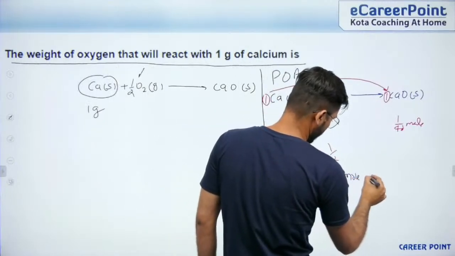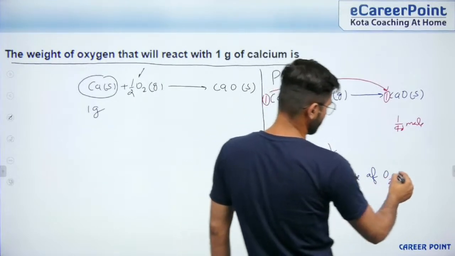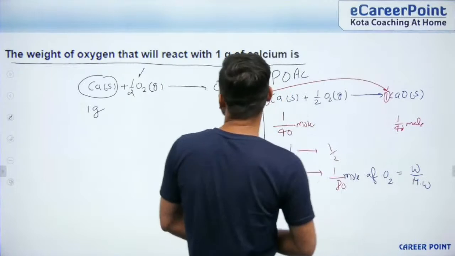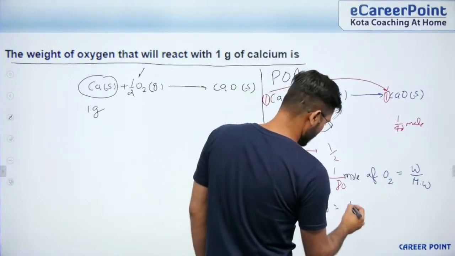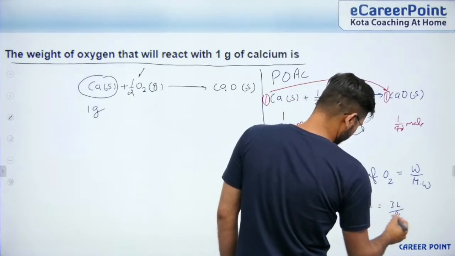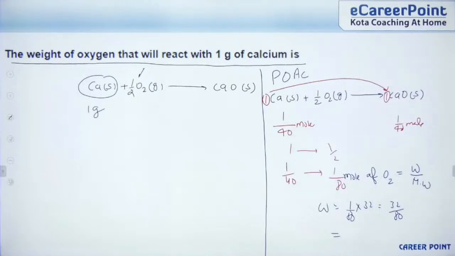Moles of oxygen is the weight upon molecular weight. It is asking for the weight of oxygen, so the weight will be 1 by 80 into 32. So 32 by 80. What will be the answer? Let me know. Tell me the answer. 32 by 80.